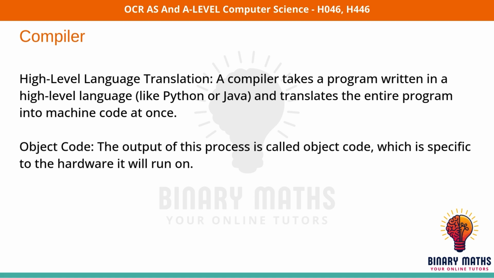Next, let's talk about compilers. Compilers are vital for translating high-level programming languages into machine code. High-level languages are designed to be easy for humans to read and write, but they need to be converted into machine code for the computer to execute them. The compiler performs this conversion in one go, producing object code that can be executed by the computer's processor.